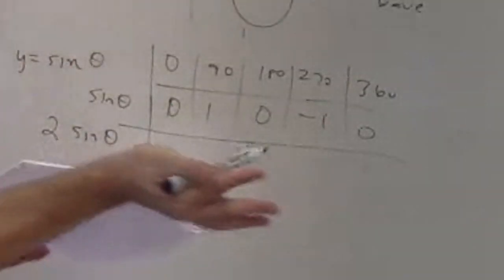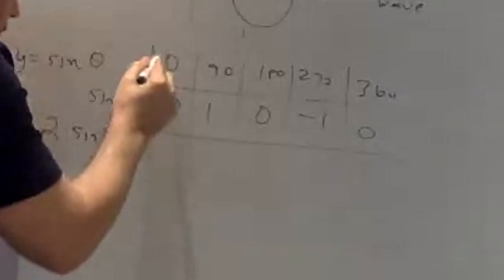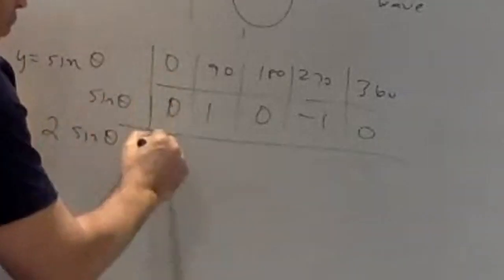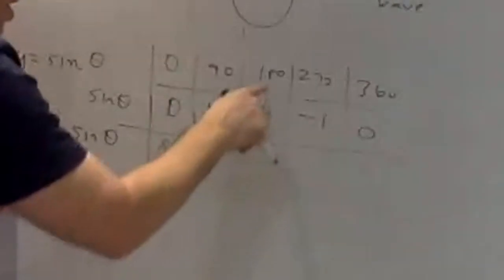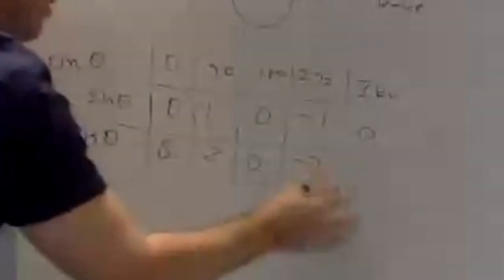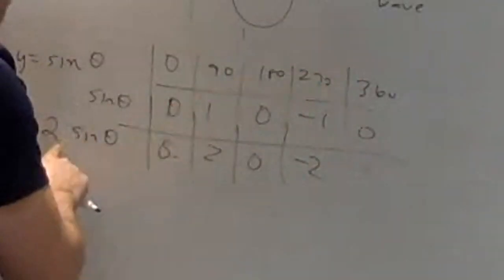Well, we know it's a vertical stretch. What effect does that have? Sine of 0 is 0, times 2 is 0. Sine of 90 is 1, times 2 is 2. Sine of 180 is 0, times 2 is 0. Sine of 270 is negative 1, times 2 is negative 2. And sine of 360 is 0, which brings us back to 0.